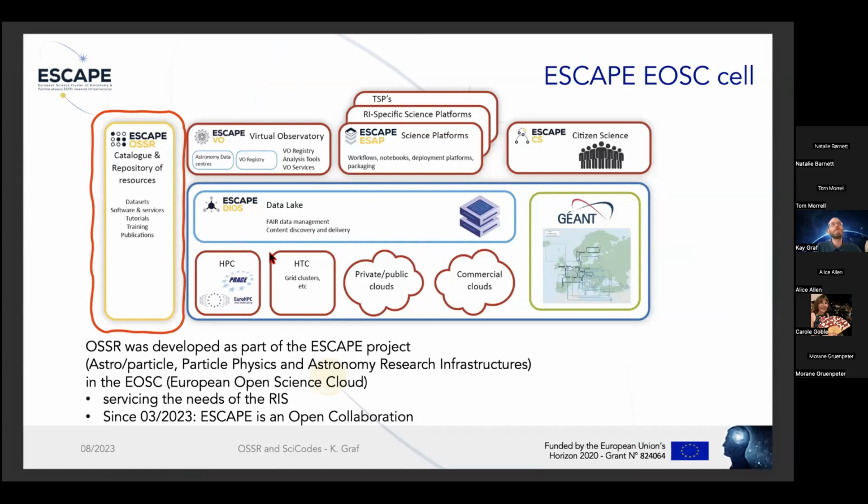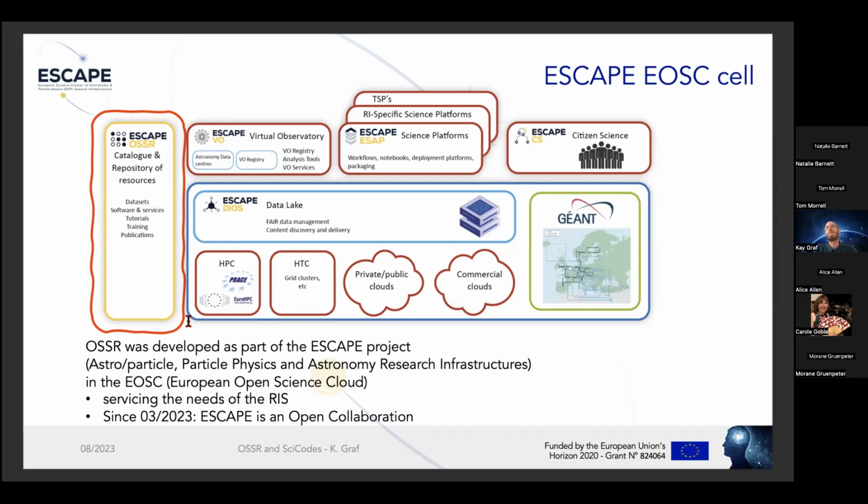So the OSSR is actually a community catalog or repository of resources. We are stemming from the ESCAPE project, which built up an EOSC cell. So quite a lot of abbreviations as always. EOSC, if you don't know it, stands for the European Open Science Cloud, an EC-funded big scientific effort to build up a cloud or cloud-like service for science, for open science.